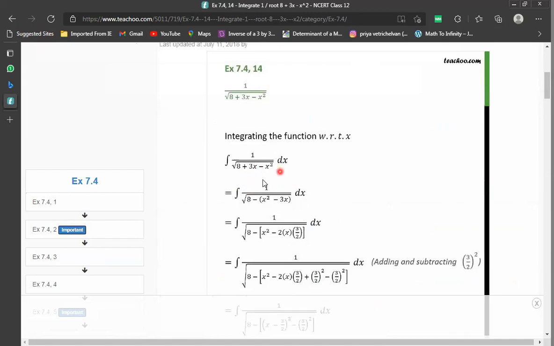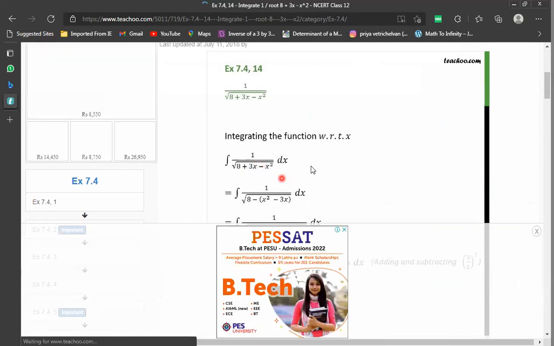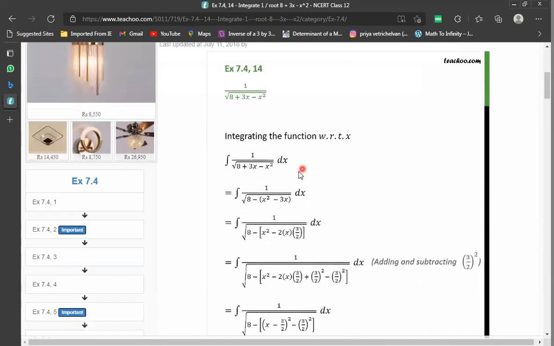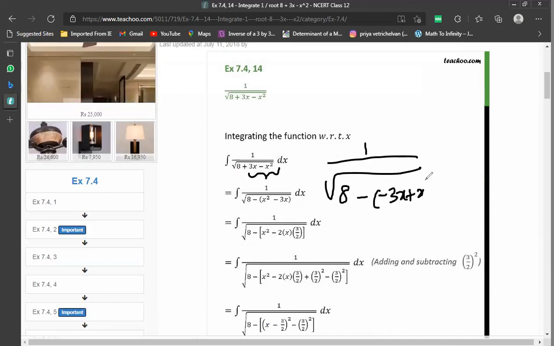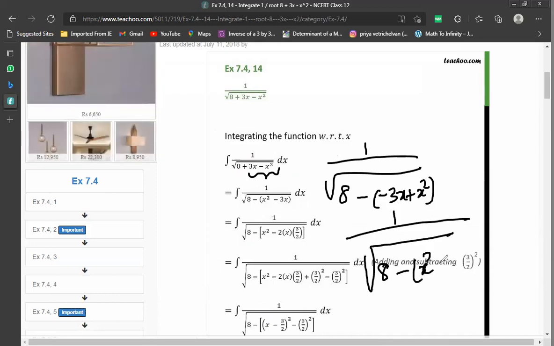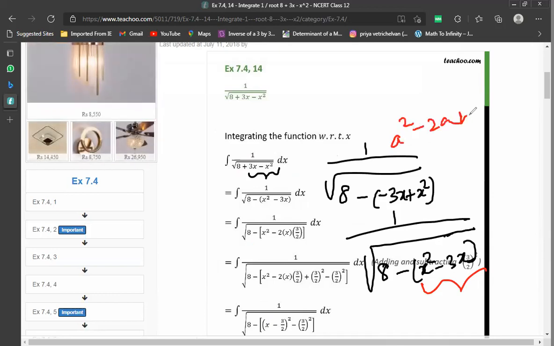So this question also we are just going to rewrite. This 8 plus 3x minus x square, and from the last two terms you just take the minus outside. It will become minus 3x and plus x square. So now you rearrange. It will become square root of 8 minus x square minus 3x. So now it looks like a square minus 2ab. Again, you can use the completion of the square method. You can write it as a minus b the whole square minus b square. Can you follow? Yes, ma'am.